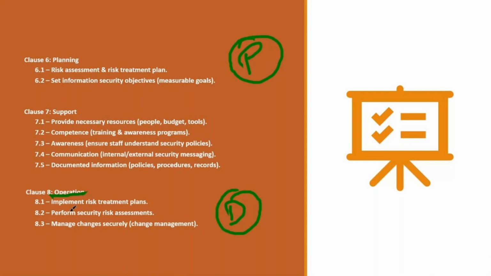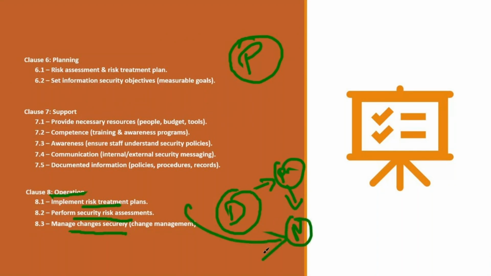Okay, implement the risk treatment plan, perform the security risk assessment, manage the challenges. Do the risk assessment, identify the problem. Now that problem needs to be treated. Take this plan and treat that problem. How are you going to make the changes? Prepare a change management plan as well. Already we have done that over here. Set the goals. Okay. If you are making any changes, go as per the plan.